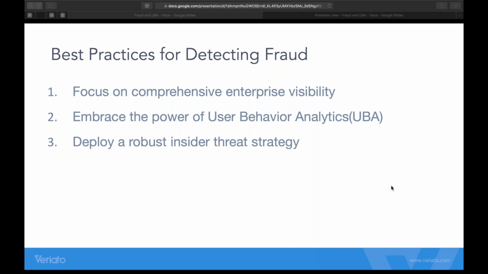I know that we also have someone from Veriato for those who want more information on how you can actually leverage some of this information and actually take action on it, who will now take over to share some of that.